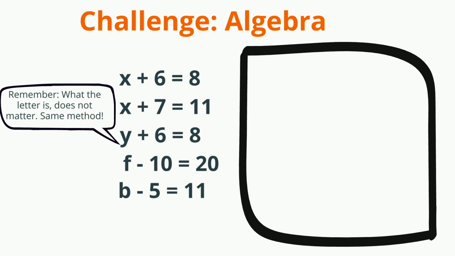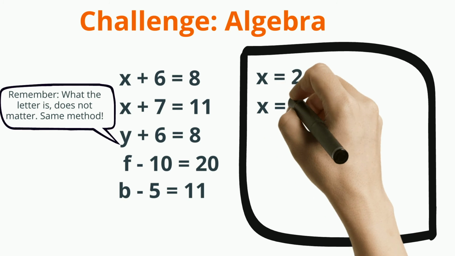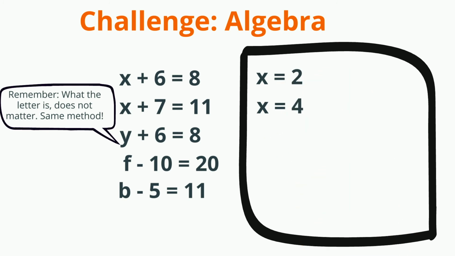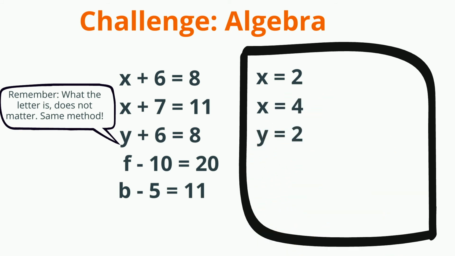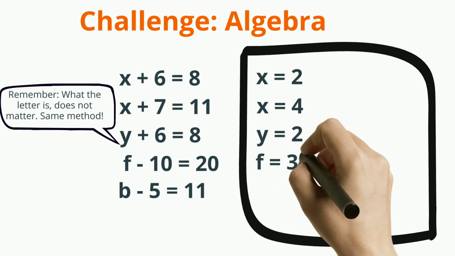Now, I'm going to run through. If you haven't quite finished, feel free to pause the page, finish off those questions and then see if you got them right. Answers for these ones should be x equals 2. For x plus 7 equals 11, x equals 4. On the third question, y plus 6 equals 8, y equals 2. F minus 10 equals 20. For this one, f equals 30.